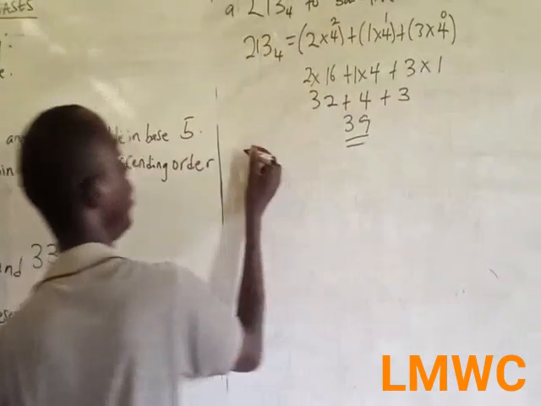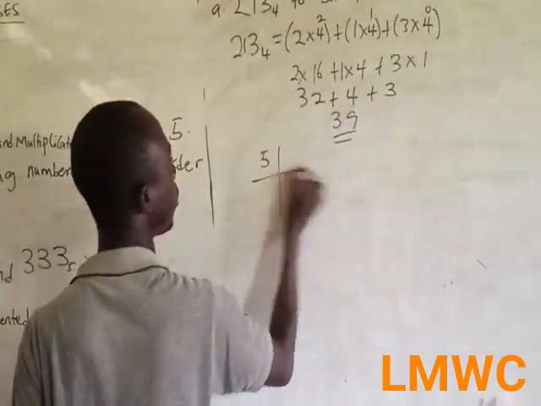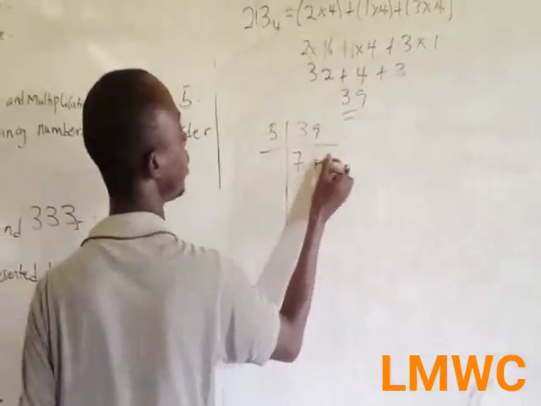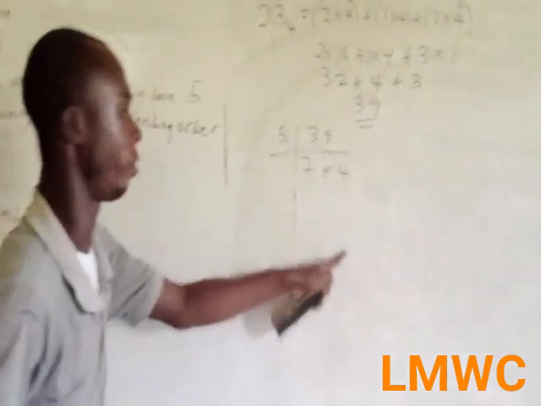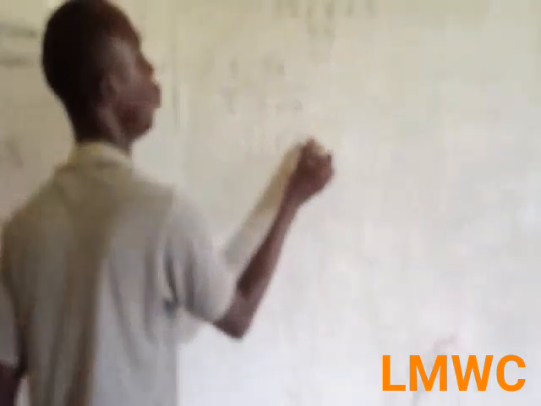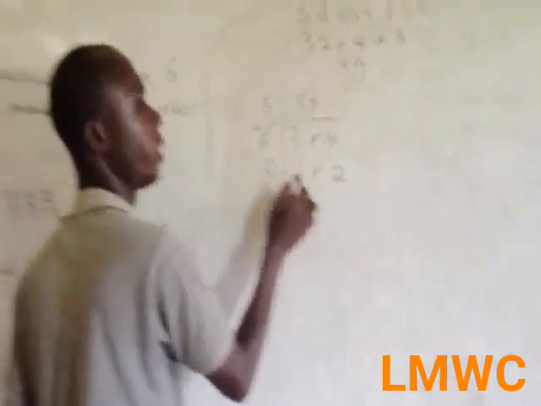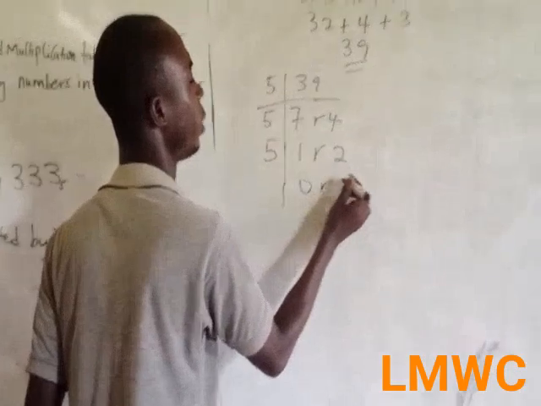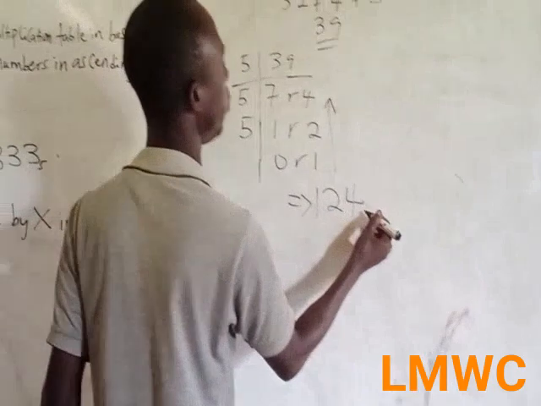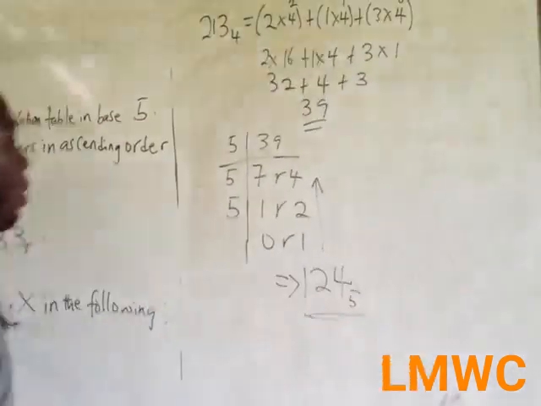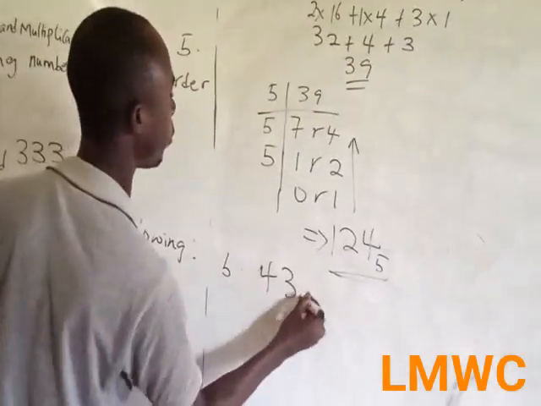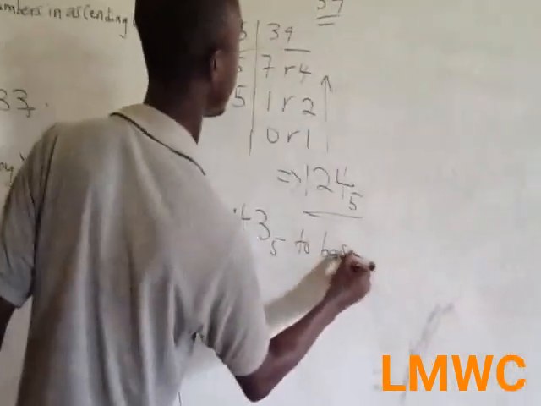So we are changing this to base 5. So 5 goes into 39 is 7. Remember, add 4 because 5 times 7 is 35. You write the base here 5. 5 goes into 7, 1. Remember 2. You still write your 5. 5 goes here to 0. Remember, you bring this one here. So we are having 1, 2, 4 base 5. That's your answer.